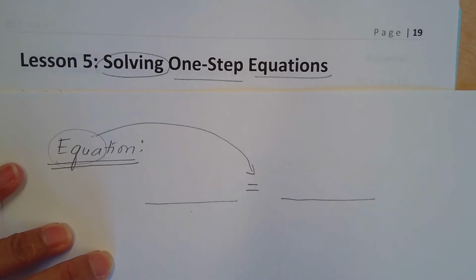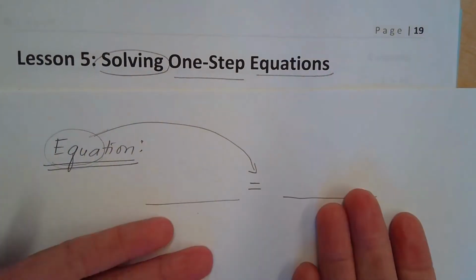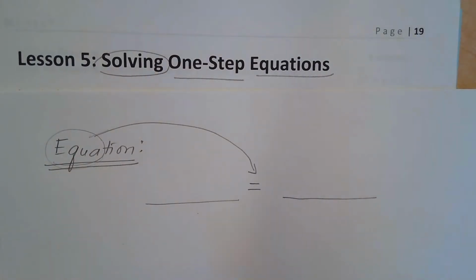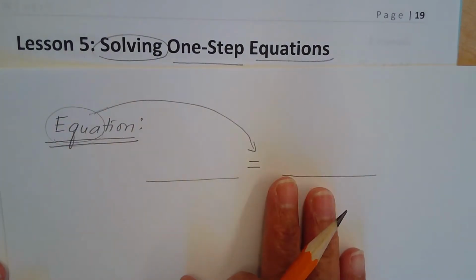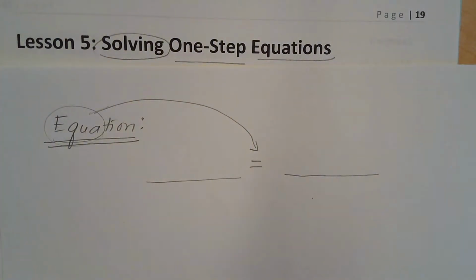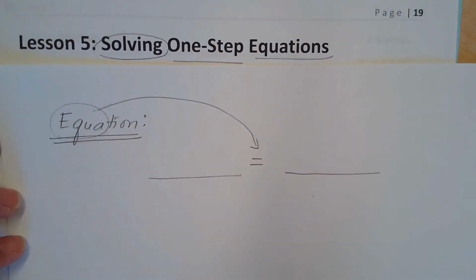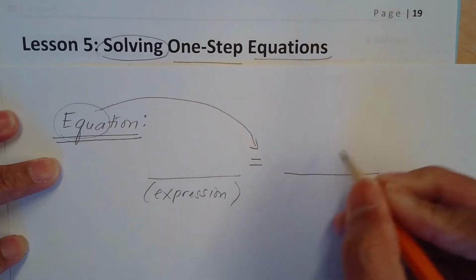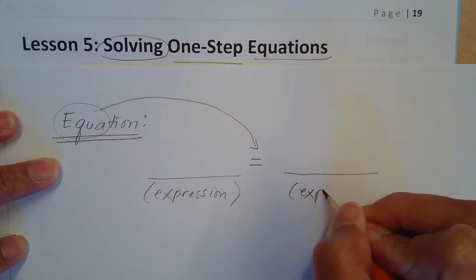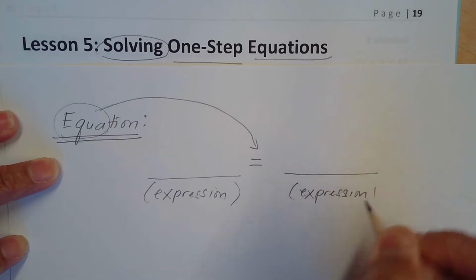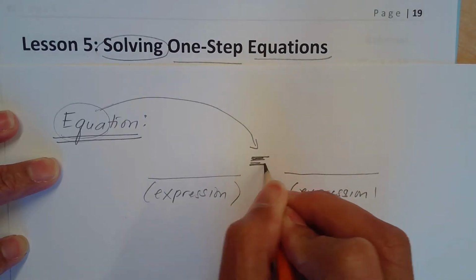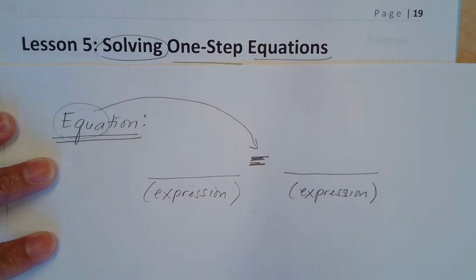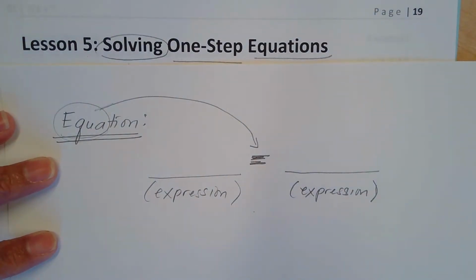Well, what does it mean by equal? They're the same in value, or equal in value. So that's an equation, right? So we know what an equation is. When you have one expression on the one side, okay, and another expression on the other side, and then there's an equal sign in between that. So that's an equation.